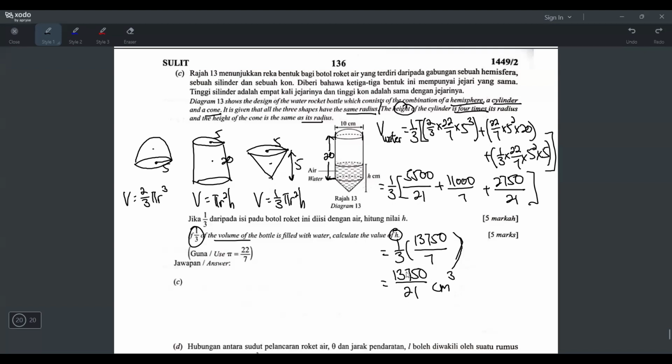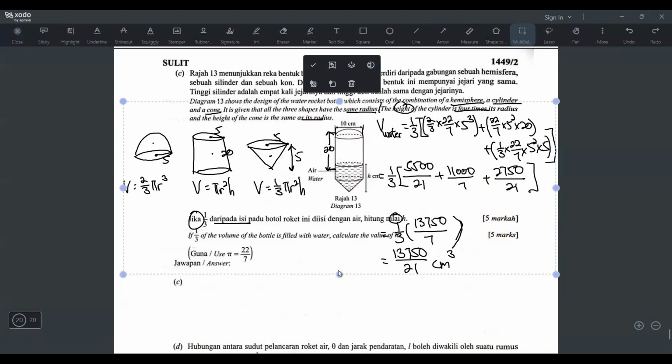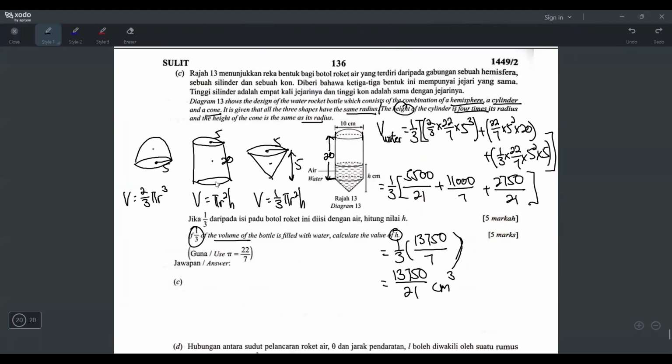So for the next part of the working, I need some space here. I'll just do it here. For the next part of working, I have to find the volume of water, this one, okay. And then we can find the volume of water by using volume of cylinder plus volume of cone, right? So what will the volume of cylinder be?